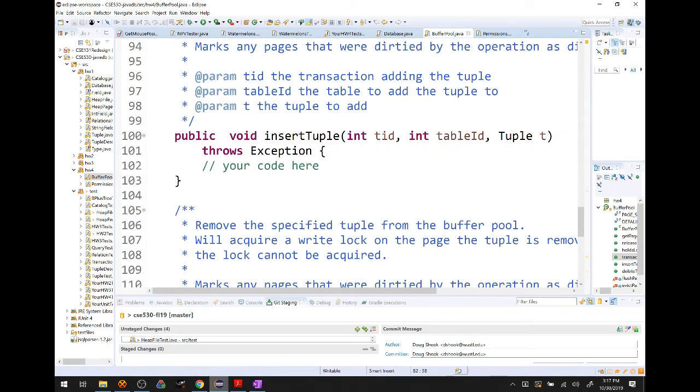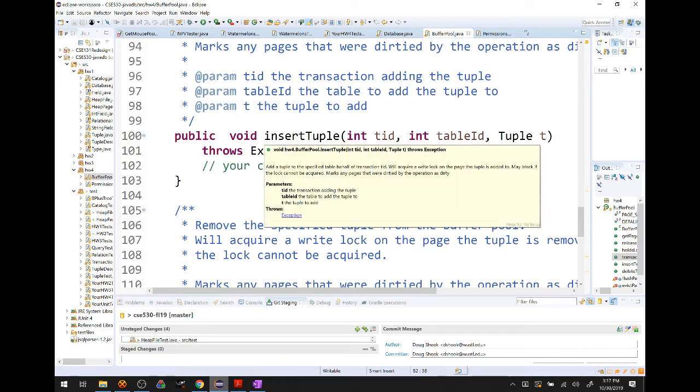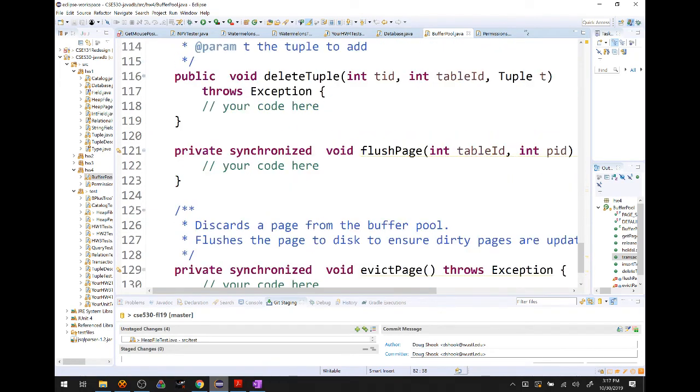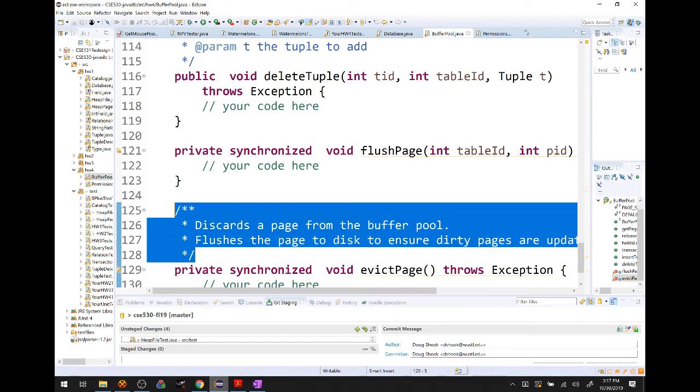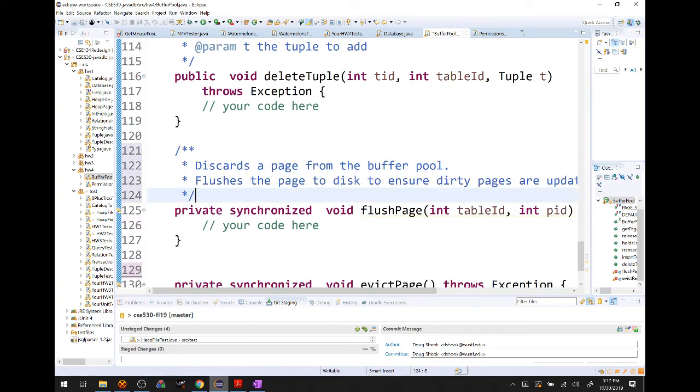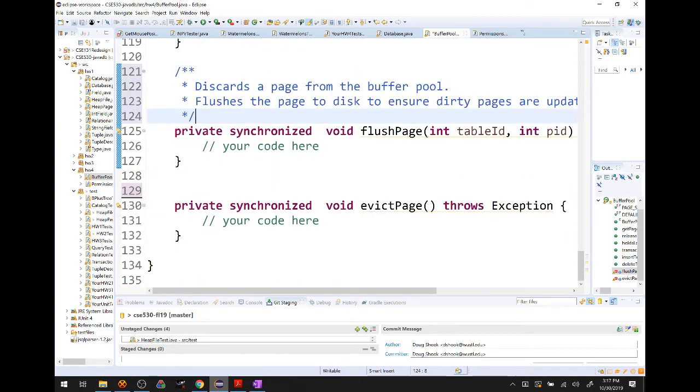Adding a tuple, inserting a tuple is a write operation, right? So make sure that the transaction has the appropriate lock that it needs. Deleting a tuple is also a write operation. Make sure it's got the appropriate permissions that it needs. Flushing a page. Whoops, actually this comment is in the wrong place. Sorry about that. I will update that and switch it up. Flushing a page takes a page that has been modified and writes it back to disk. So if a transaction has made an insertion or a deletion to a page, you can use this method then to take that page and write it back to disk.